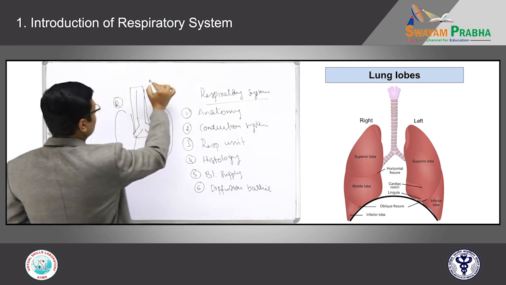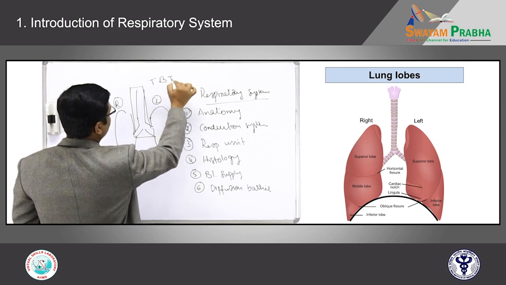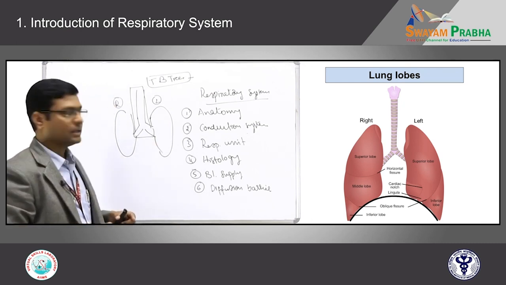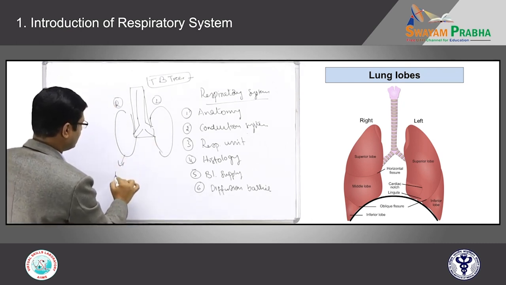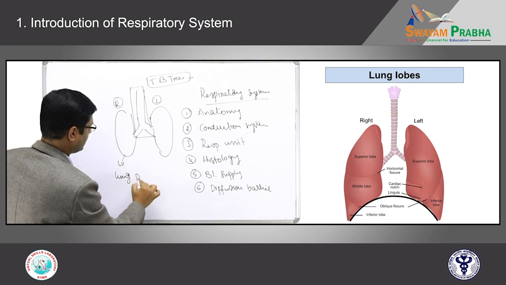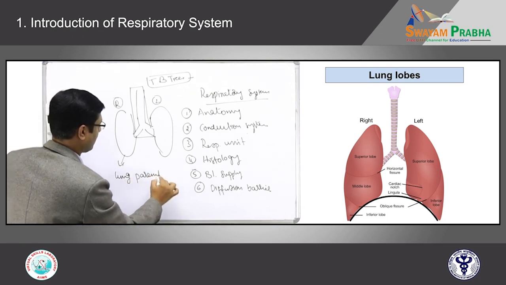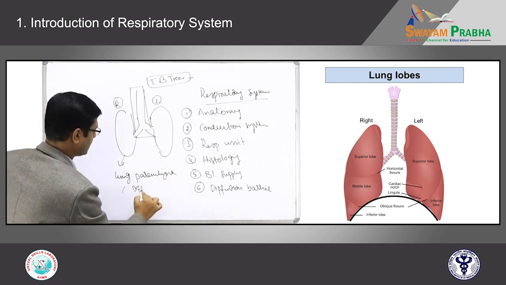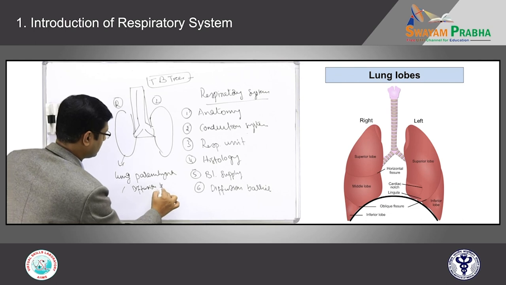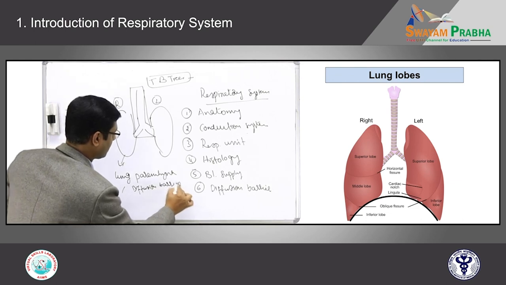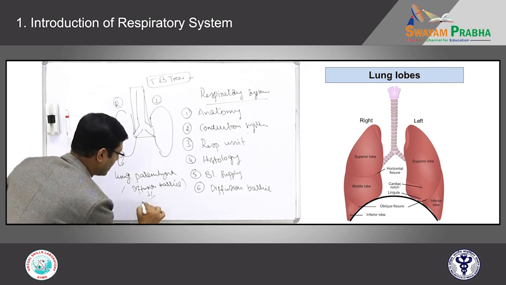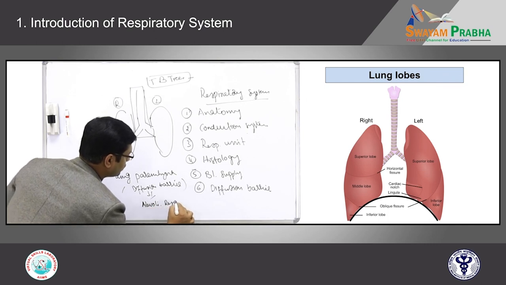So we have the tracheobronchial tree, that is called the conducting system. Then actually diffusion takes place in the lung proper, the lung parenchyma. That is called the diffusion barrier. Where exactly does it take place? It takes place at the level of alveoli and respiratory bronchioles.